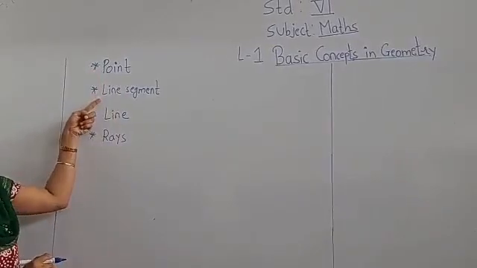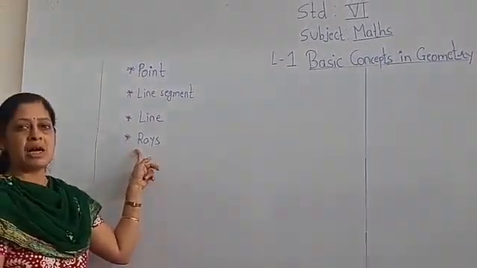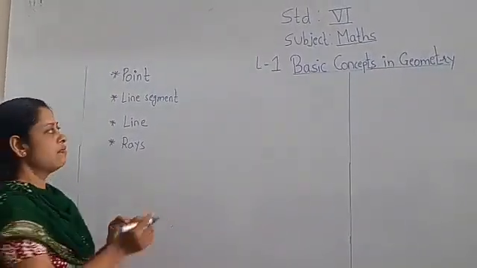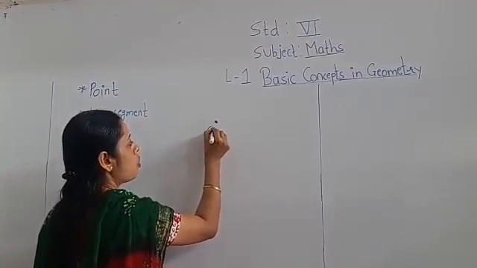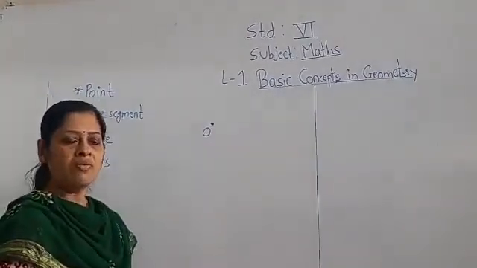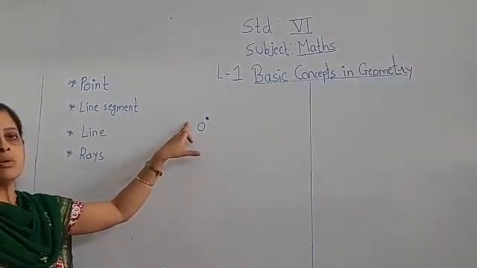About point, line segment, line and rays. Today we will start from one activity. First, draw one point on the paper. This is point O. Now we have to find out how many lines can we draw through this point.